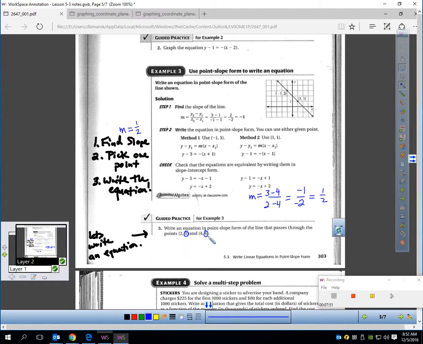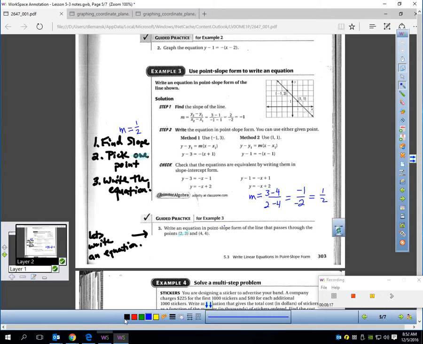Next, I got to pick one point. Maybe I should highlight the word 1. I don't have to pick both points. I got to pick one. It doesn't matter what point you pick. Did everybody hear me? It does not matter. So I tell you what, I'm going to pick the point 2, 3. I think it looks easier.